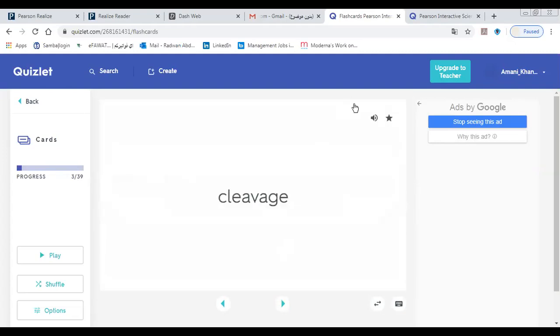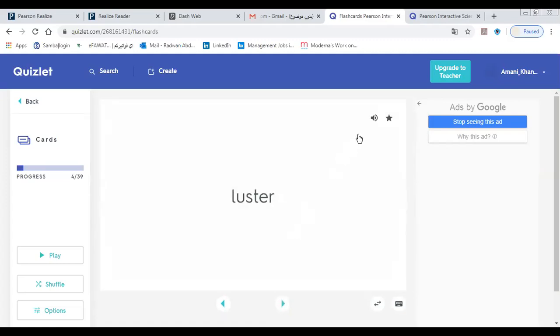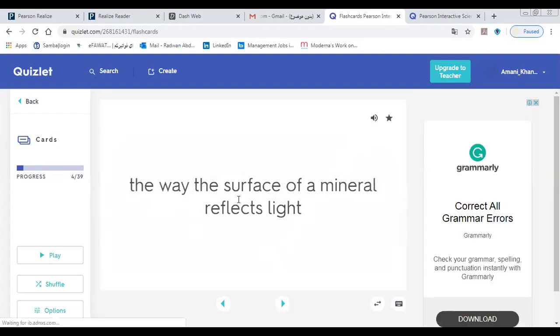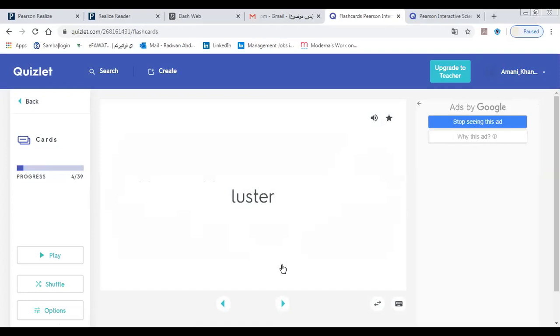Now, who can read this word? Luster. What is the meaning of luster? The way the surface of a mineral reflects light. Luster.